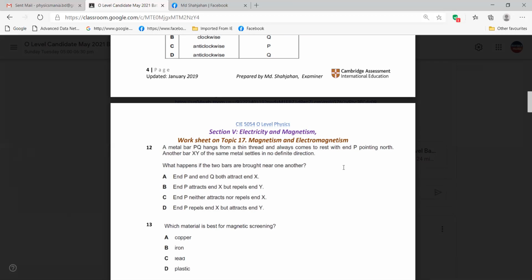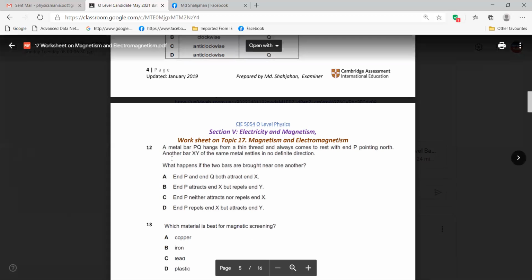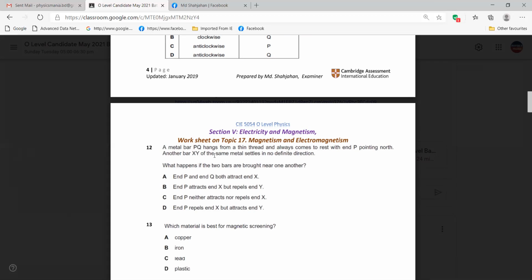Draw one bar magnet here and label North Pole and South Pole. Done. Okay, so another bar XY of the same metal. Underline here, same metal. When they are saying same metal, that means it is a magnetic material.